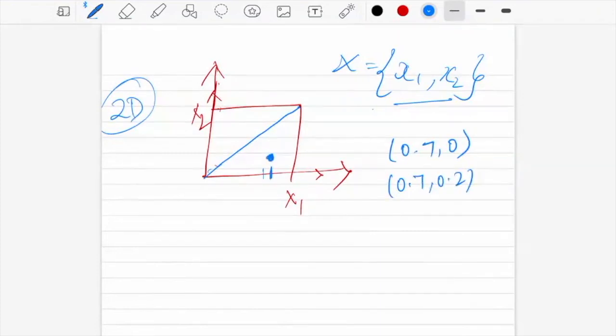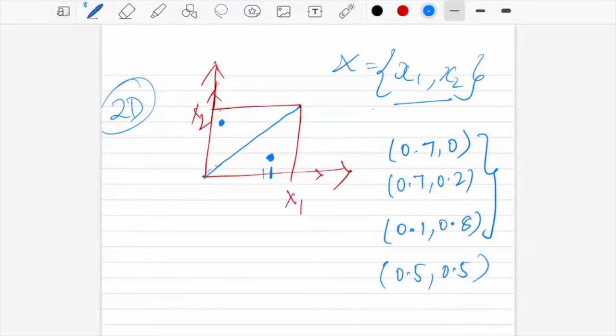If I take one more point like 0.1 comma 0.8, it might stay in this region. If you see here, all the elements in this array are distinct. If I take an example like 0.5 comma 0.5, this might stay here. If you see here, the elements in this array are not distinct.